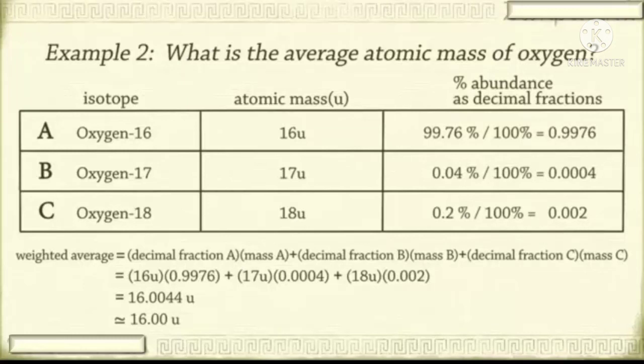You may get a slightly different answer depending on how many decimal places you have in your percent abundances measurement. Check your answer to see if it passes the smell test. You know that the most common isotope by far is oxygen-16, so the average atomic mass should be really close to 16U. And it is.